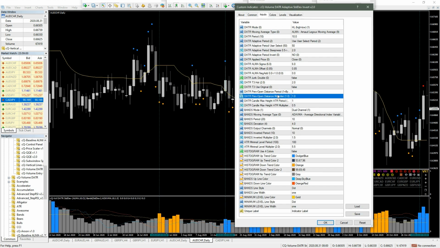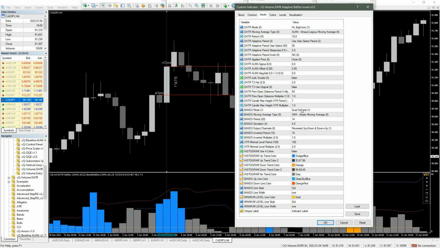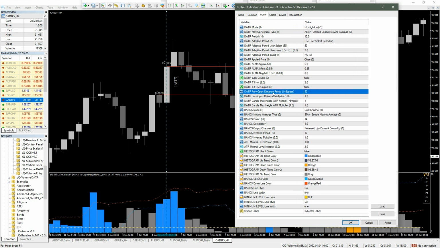The next thing I added was this DATR previous open distance mode to the indicator. When it's enabled, this is an ATR setting. This is the period for the ATR. This is the multiplier. And in an uptrend, in order for the up amount to be used, the close has to be above the previous open by this ATR amount.